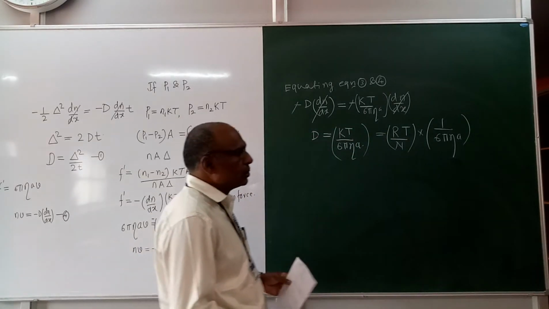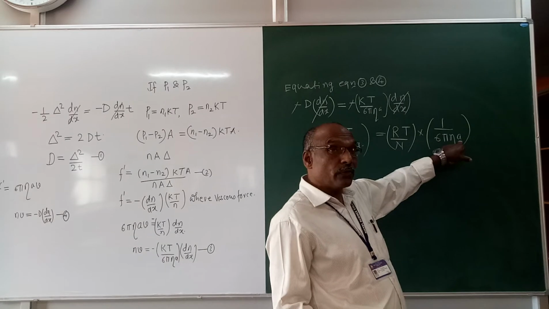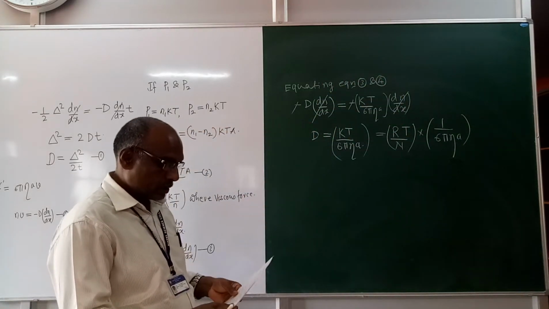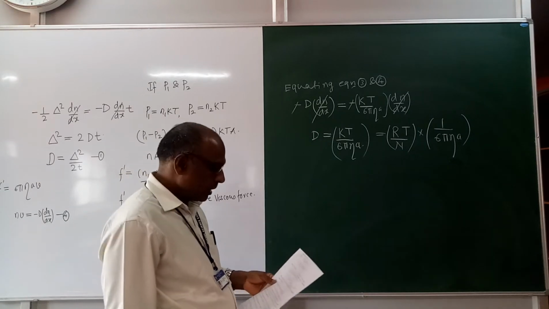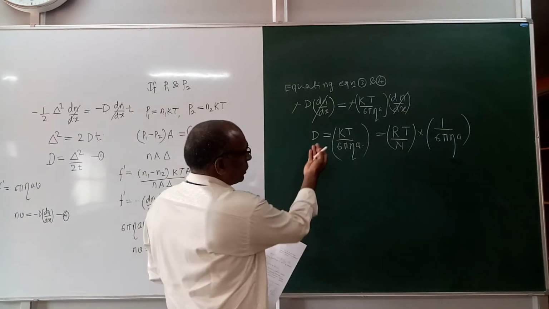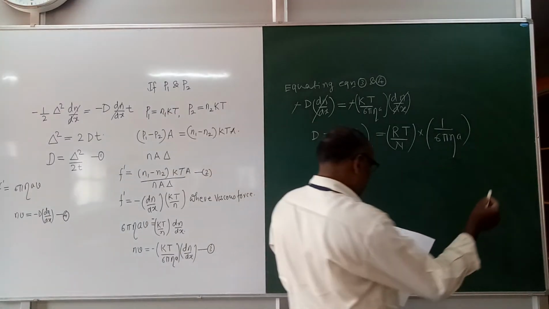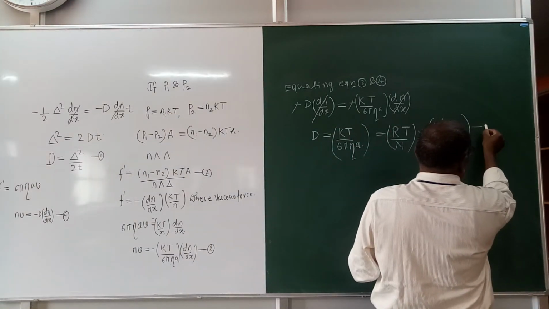I might have used the symbol here differently. There we have used it as a diameter. Here it is radius, you can say. So we got this coefficient of diffusion. Let me call this equation number 5.